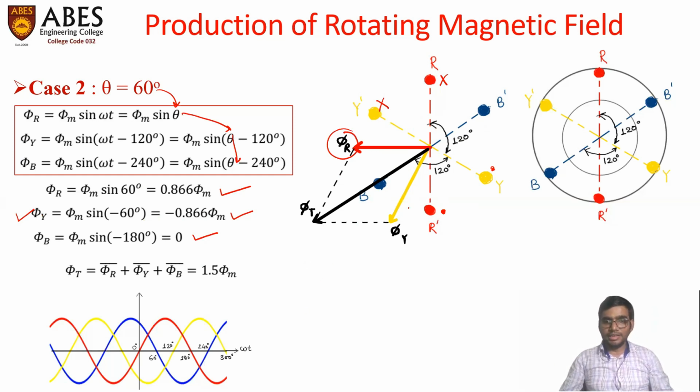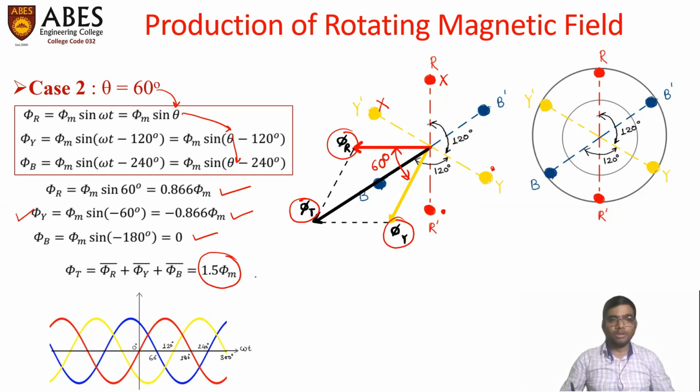And we can say that the phi y will be perpendicular to the phase axis. We can draw it here. So the total flux will be in this direction. Again, the angular difference between these two fluxes will be 60 degrees. And by using the same formula, we can determine the total flux will become 1.5 times phi m, which is the same as the previous case. And one more point to be noted, the resultant flux axis shifts by 60 degrees.